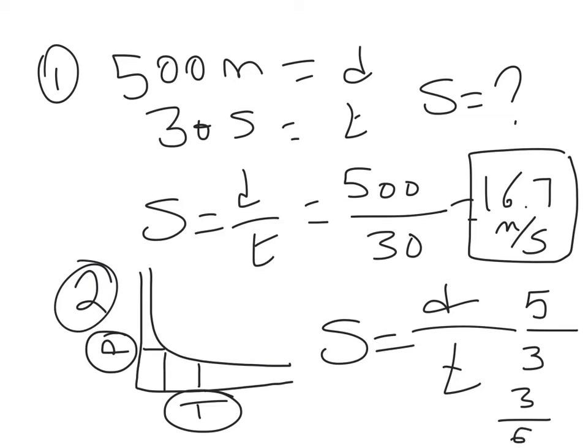So what's happening to these numbers? 5 over 3 is equal to around 1.6. 3 over 6 is equal to? 0.5. So what's happening to the numbers? They're decreasing. So what can you tell me about the velocity? It's a decreasing velocity. And what is happening to the acceleration?